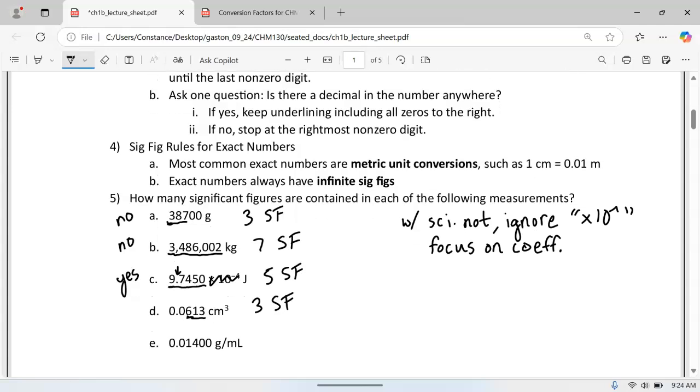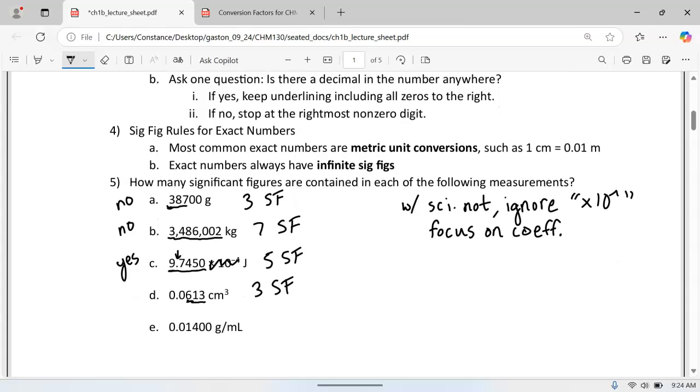Okay, and last one, again, find that leftmost non-zero digit, go to the rightmost non-zero digit, stop, ask the question, is there a decimal? And yes, there is. Doesn't matter where it's at. Yes, there's a decimal, so I keep underlining all the way to the end on the right. Okay, and that gives me 1, 2, 3, 4 sig figs. 4 digits that I underlined.